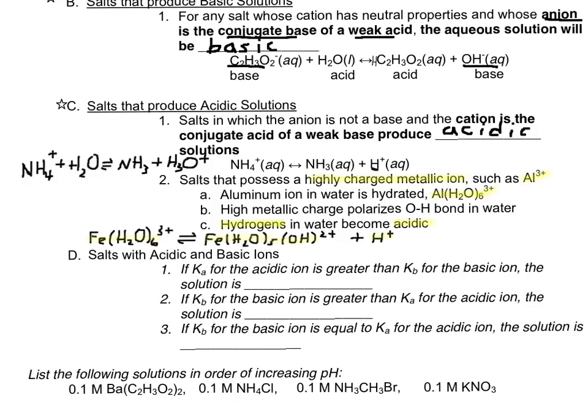Now, if you have a combination of acidic and basic ions within a solution, really the only way to figure out what the resultant pH is going to be is if you have the actual Ka and Kb values to look at. If your Ka value is higher than your Kb, it's going to be acidic. If the Kb value is higher, it's going to be basic. If they're the same, it's going to be neutral.